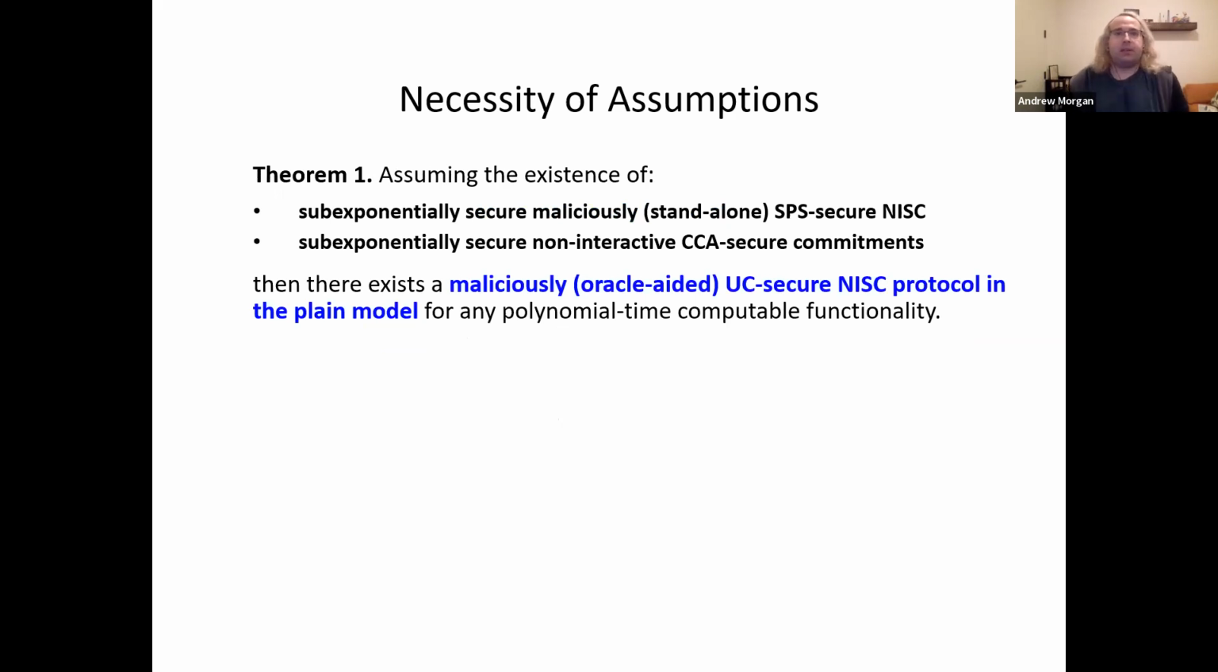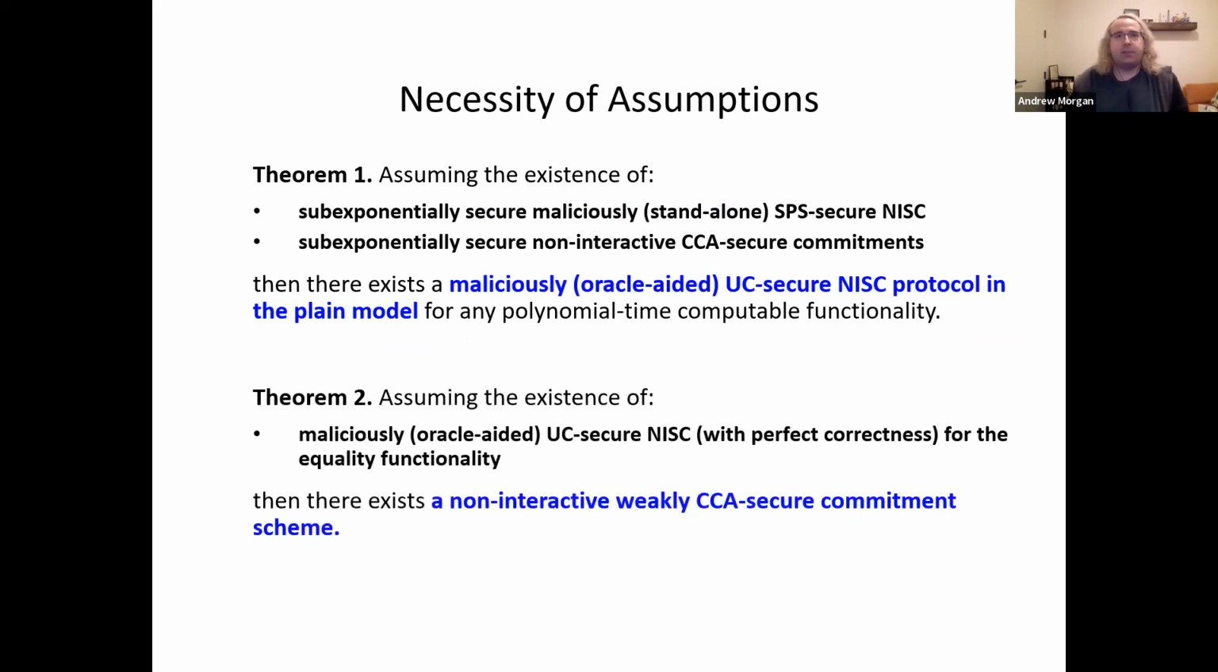Specifically, alongside our initial theorem constructing the NISC protocol, we have a second theorem showing that given a UC secure NISC protocol such as the one we construct, we can build a non-interactive weakly CCA secure commitment scheme. This, combined with the fact that, of course, our oracle-aided UC secure NISC is a strictly stronger definition, which trivially implies standalone SPS secure NISC, will imply that our construction in the first theorem is based on nearly minimal assumptions.